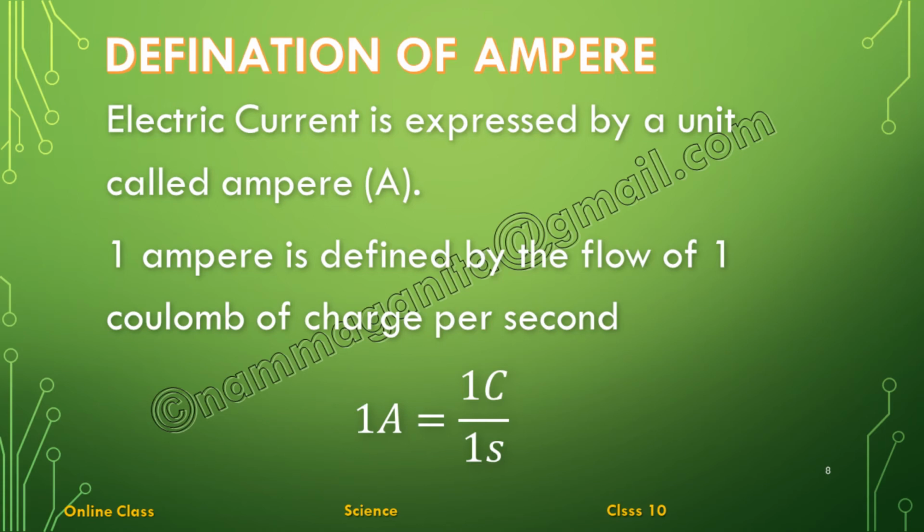Small quantities of current are expressed in milliampere. Milli means 10 to the power minus 3. Therefore, 1 milliampere is equal to 10 to the power minus 3 ampere. And microampere. Micro means 10 to the power minus 6. Therefore, 1 microampere is equal to 10 to the power minus 6 ampere.